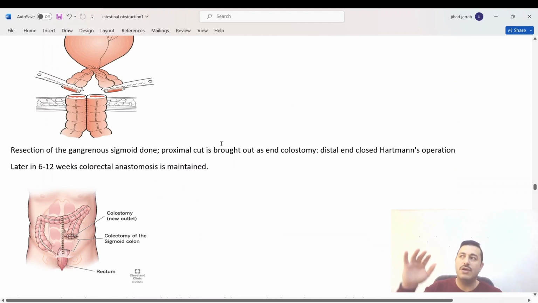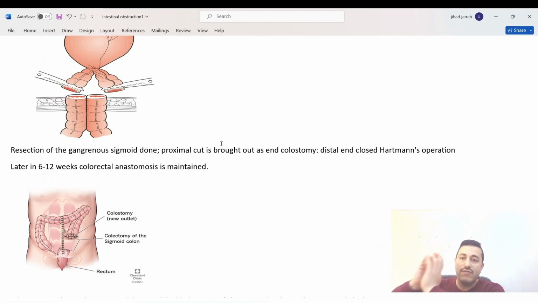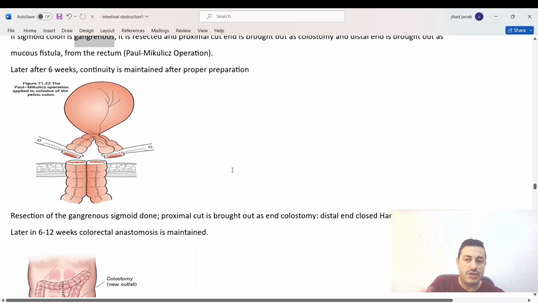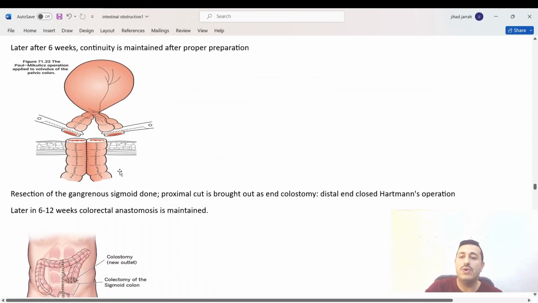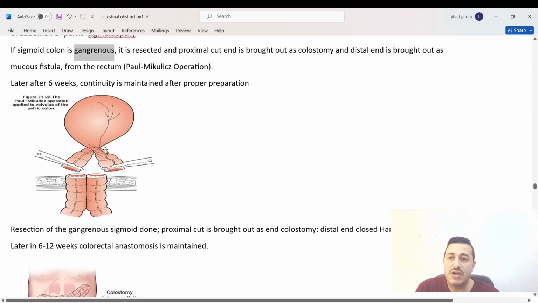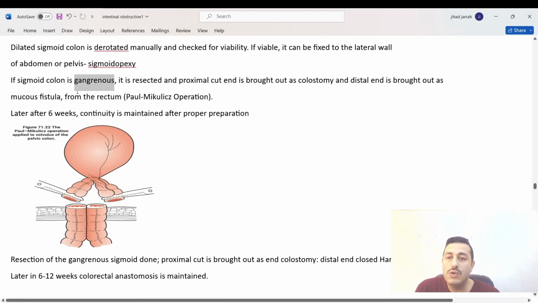But in general, we start with decompression or devolvulization method, and then we proceed for surgery. The surgeries, just a rapid review, we have two main surgeries. Either we resect the volvulus part, and we bring out a proximal and distal end. The proximal is for diverting the stool and the distal for mucus discharge. This operation is called Paul-Mikulicz's operation.